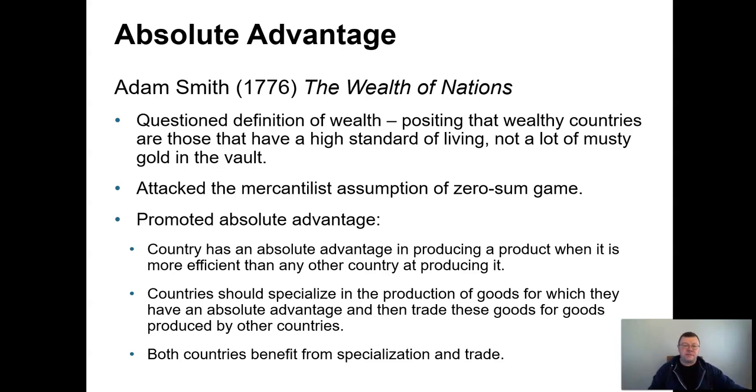It came from Adam Smith and The Wealth of Nations. And it got rid of this idea of a zero-sum game and introduced this idea of wealth as being standards of living and production of goods and services, and stated that both countries can benefit from this specialization in trade.